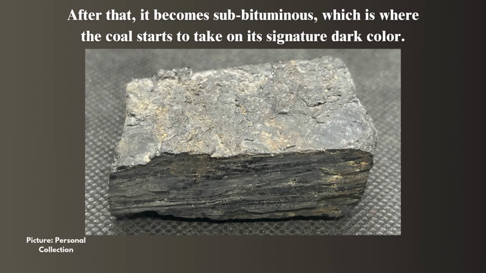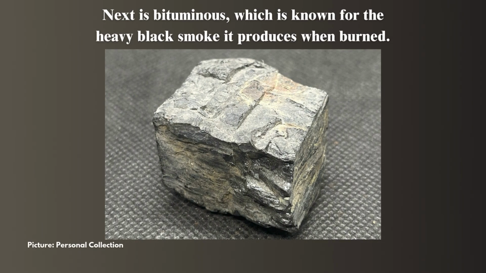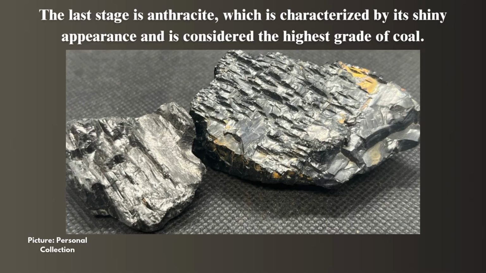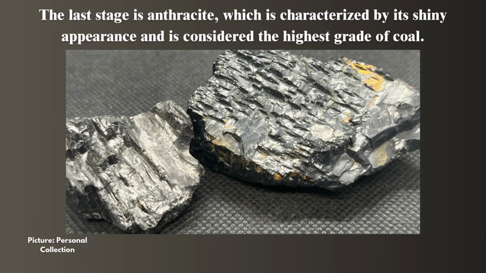After that, it becomes subbituminous, which is where the coal starts to take on its signature dark color. Next is bituminous, which is known for the heavy black smoke it produces when burned. The last stage is anthracite, which is characterized by its shiny appearance and is considered the highest grade of coal.